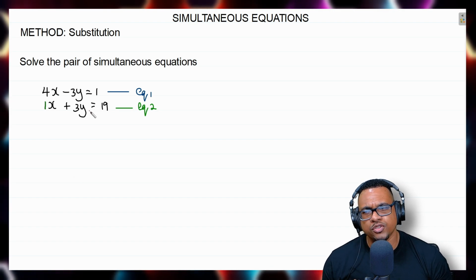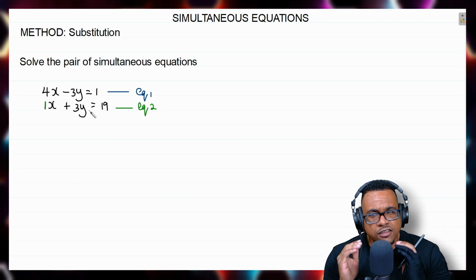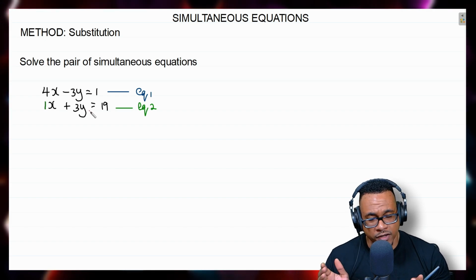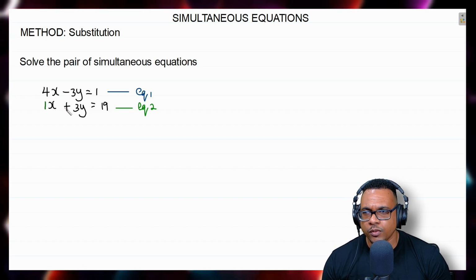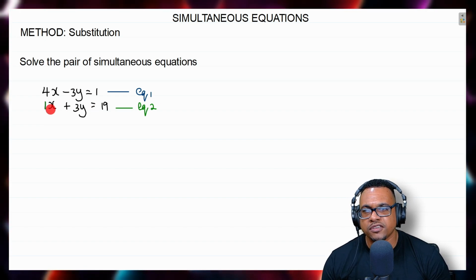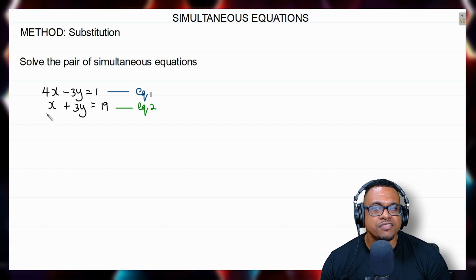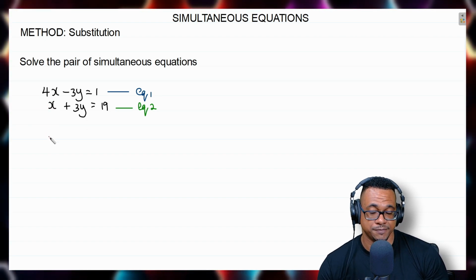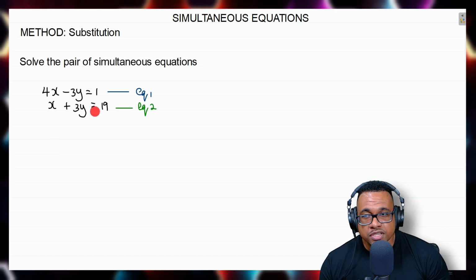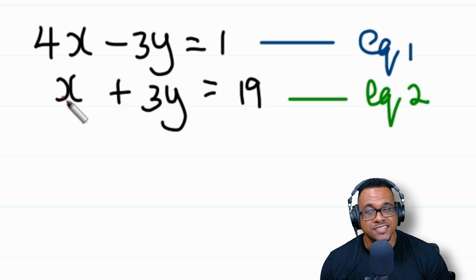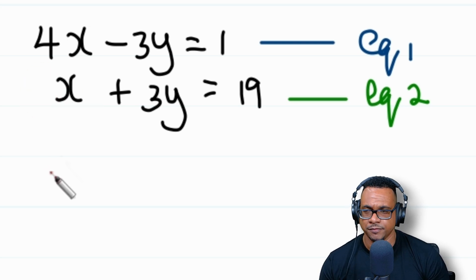Now, the easiest thing to do when using the substitution method is look for the equation where the coefficient of a variable is 1, meaning equation 2, where the coefficient of x is 1. You don't see the 1, so you can just say, look for the symbol that has nothing in front of it. So we'll choose equation 2 based on that, and we'll transpose for x because x has nothing in front of it. Well, we know it's a 1, but we're not seeing anything.